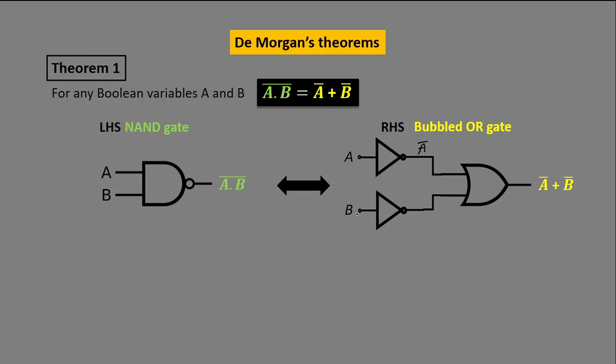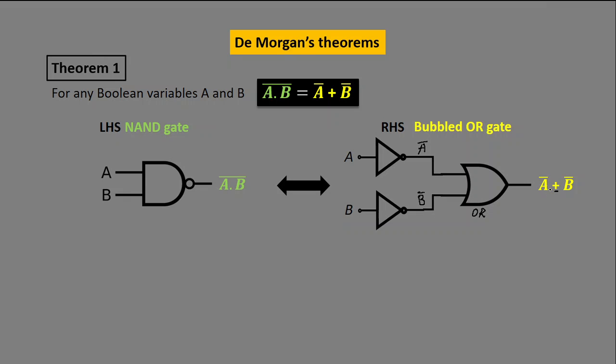Similarly, this B input will pass through this NOT gate. The output of this will be B complement. Now these two are acting as inputs for this OR gate. This is an OR gate. The OR gate's terminology is that whatever inputs it gets will be added logically. So the inputs A complement and B complement will be added together.